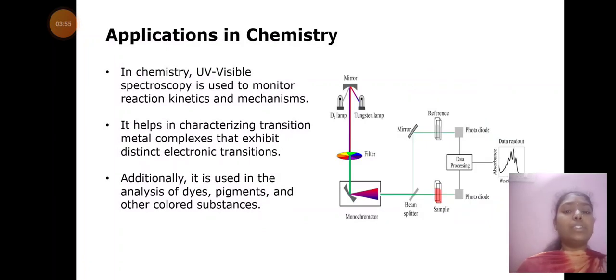Applications in chemistry. In chemistry, UV visible spectroscopy is used to monitor reaction kinetics and mechanisms. It helps in characterizing transition metal complexes that exhibit distinct electronic transitions. Additionally, it is used in the analysis of dyes, pigments, and other colored substances.